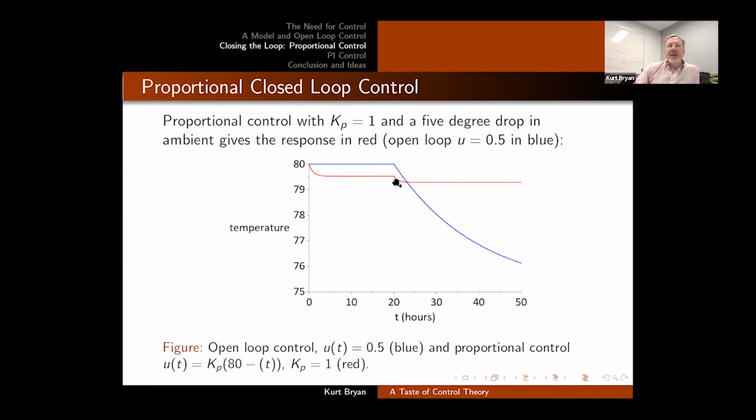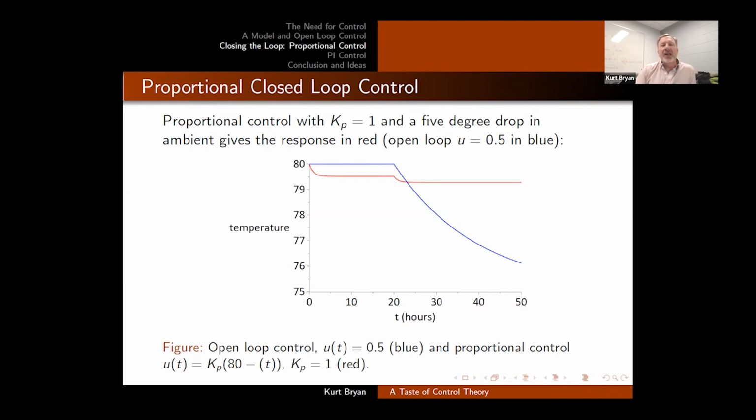At time 20, when the lab temperature suddenly plummets, the proportional control does a better job now. At least you see it recognizes that something's off, and it tries to control for it, and it keeps the temperature from falling too far, but it's not staying at the required 80 degrees. And this is a generic problem with this very simple proportional control strategy. It looks very reasonable, but it's biased.